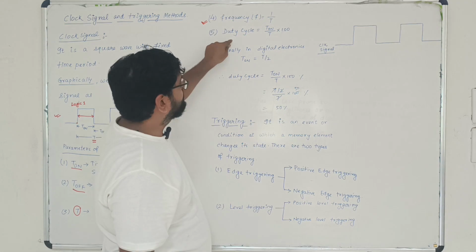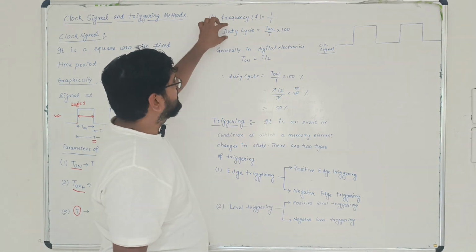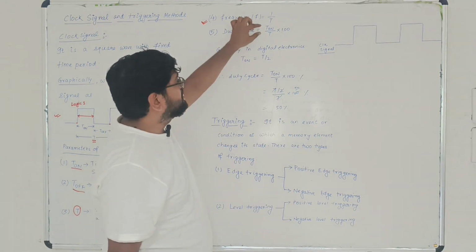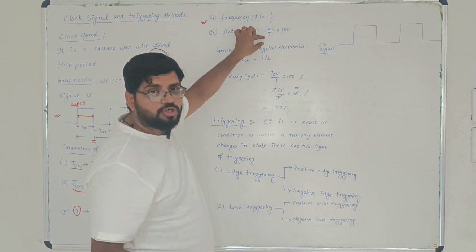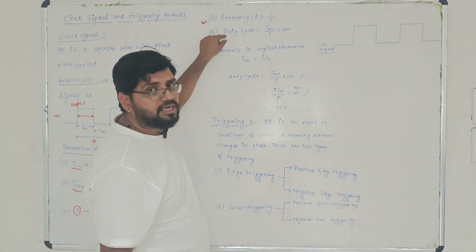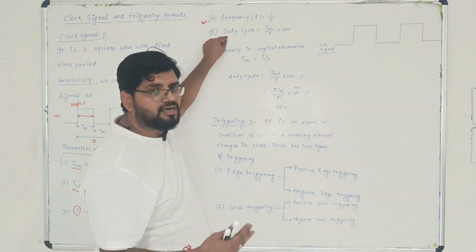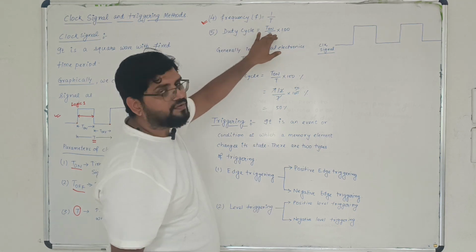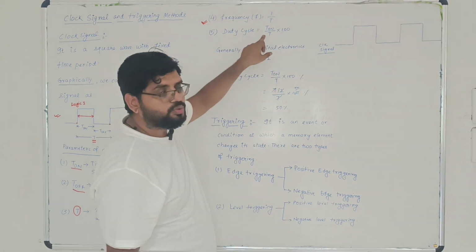The next parameter is duty cycle. This is new to you. What is duty cycle? It is defined as the ratio of t on to t. That means the time interval for which the signal remains in the logic high state, to the total time interval, multiplied by 100. Duty cycle is generally calculated in percentage, or sometimes in fraction. Here we are knowing it in terms of percentage. So duty cycle is the ratio of t on to t.